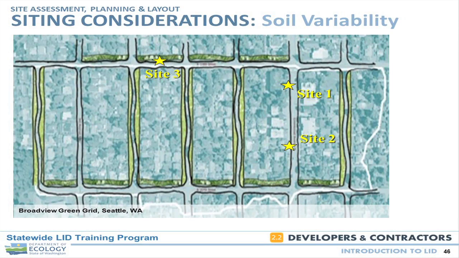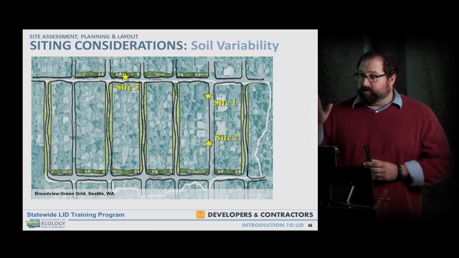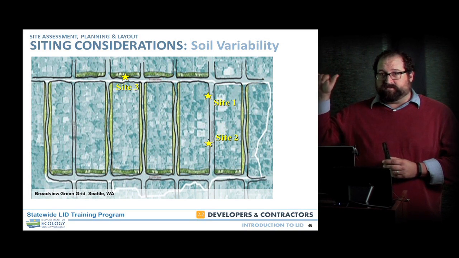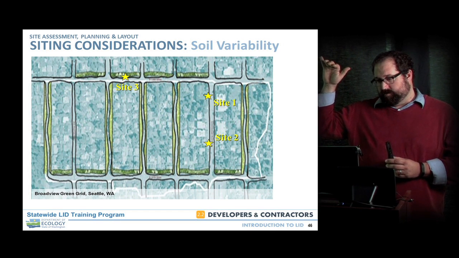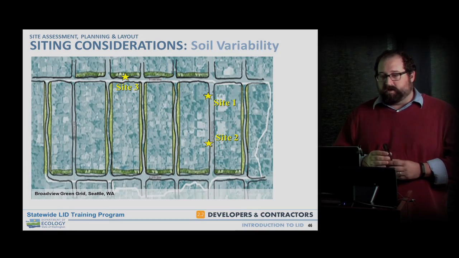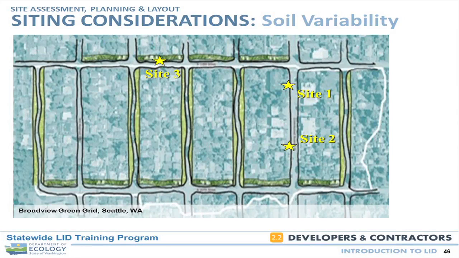This is the Broadview neighborhood in North Seattle, the Green Grid project that was implemented a few years ago. This is an example. I don't know if you can see it. There are three sites that are within about three blocks of each other, and you look at the variation that exists within a very small area.